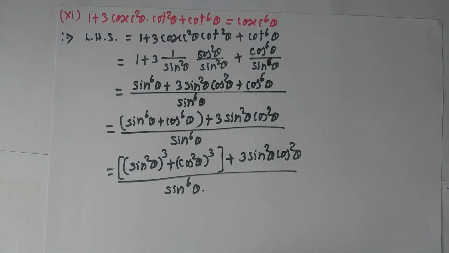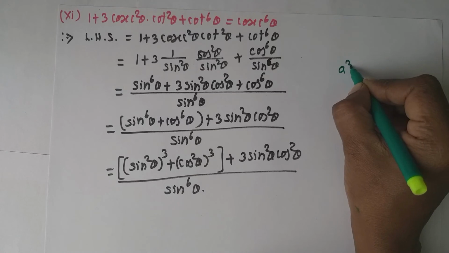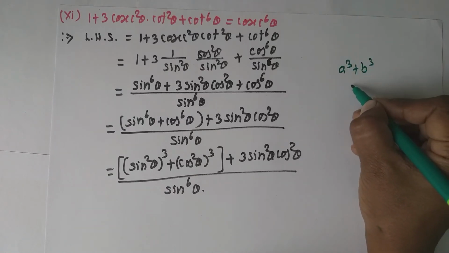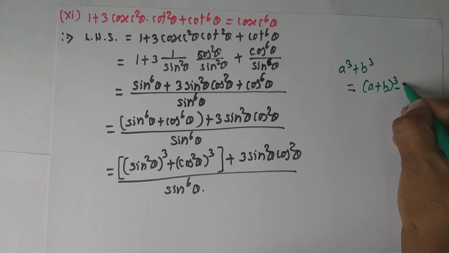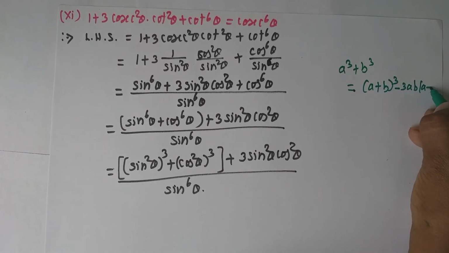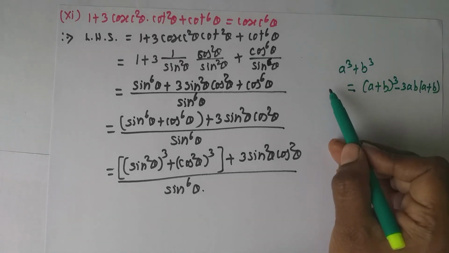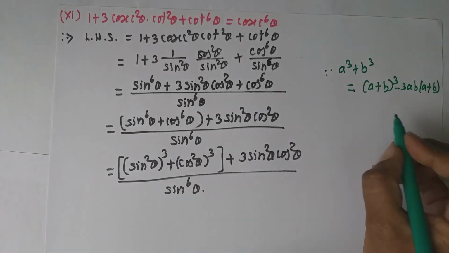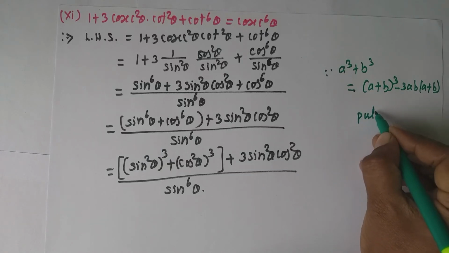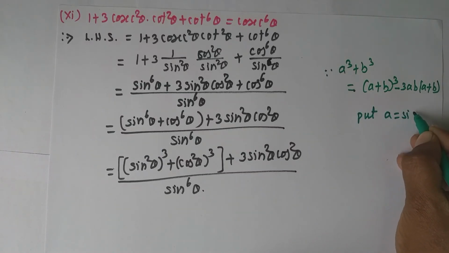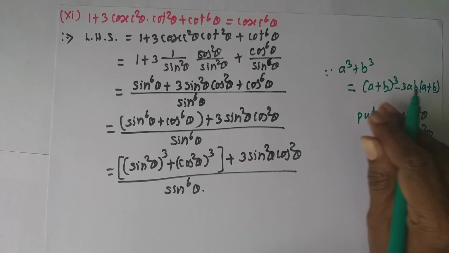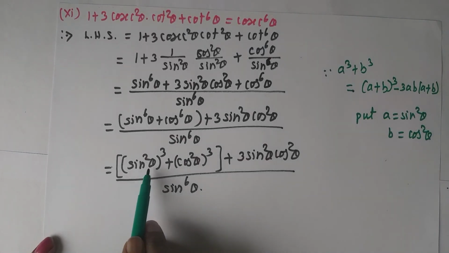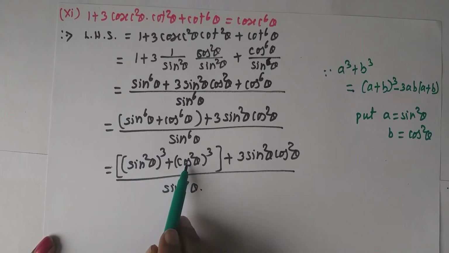Okay, what is that formula? We know that a cube plus b cube is equal to (a plus b) bracket cube minus 3ab into (a plus b), which we have learned in our previous class. We will use this formula. In this formula, I will put the value of a as sine square theta and the value of b as cos square theta. See here, a cube plus b cube. A is what? Sine square theta. B is what? Cos square theta.